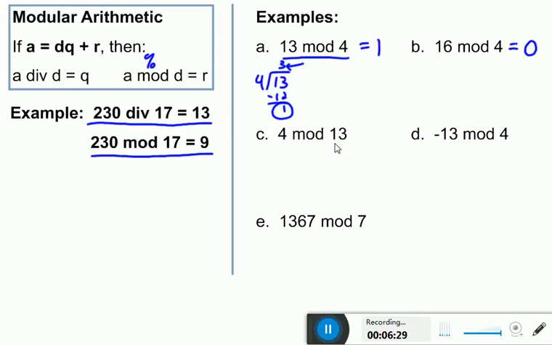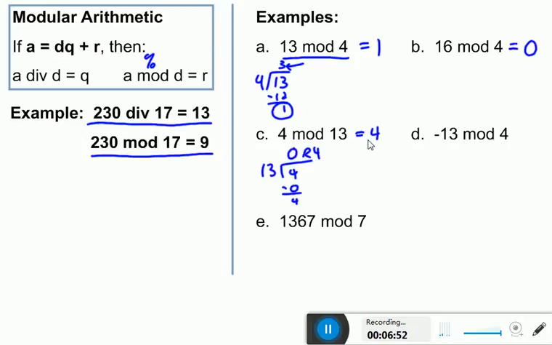Now let's look at 4 mod 13. How many times does 13 go into 4? Well, it goes in 0 times, right? 0 here with a remainder of 4. And you can expect that to happen any time the divisor is bigger than the number you're dividing here. It's going to go in 0 times and the number will just be the remainder.